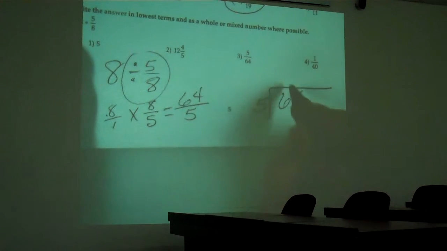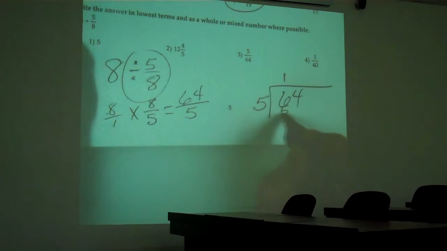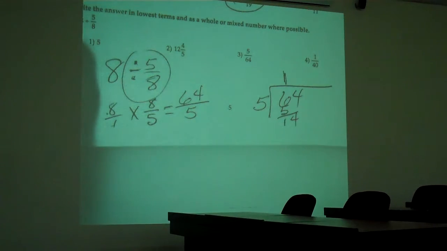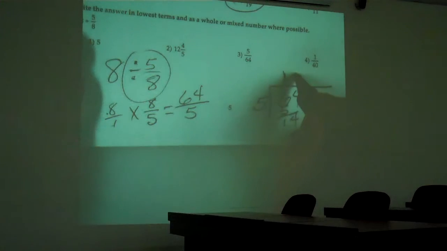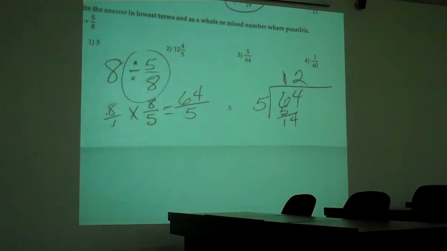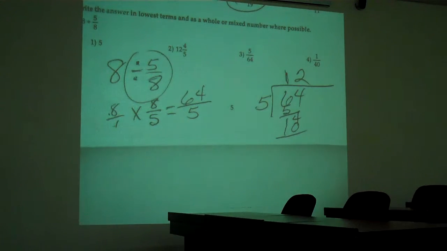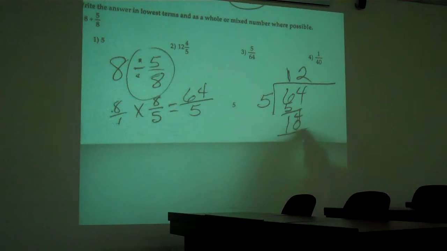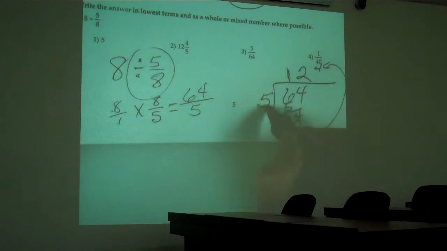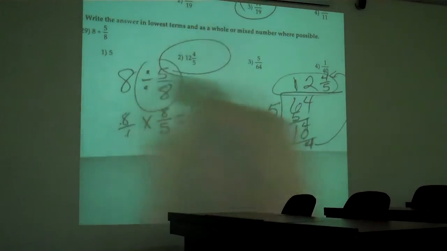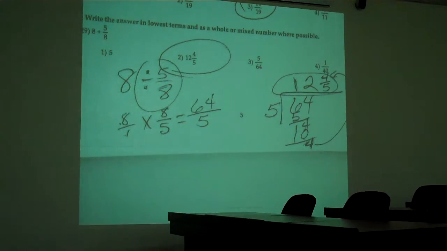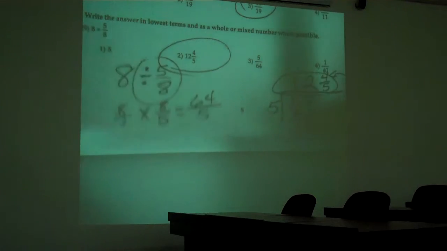64 divided by 5. 1 time. 5 into 14. 2. 2 times 5 is 10. How many do we have left over? 4. 4 goes on top. Fifths is still on bottom. 12 and 4 fifths. Number 2.